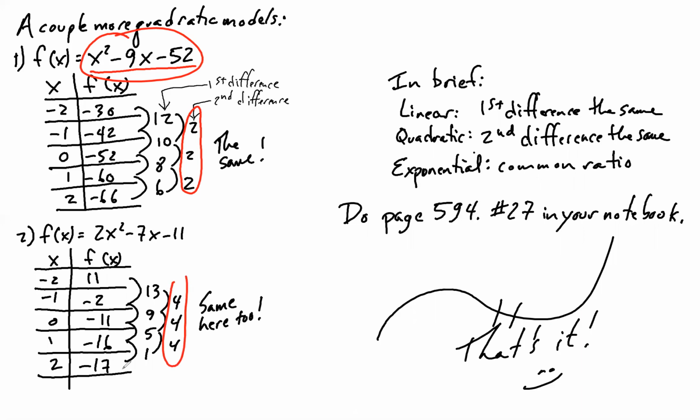So to wrap it up, linear: the first difference is the same. Quadratic: the second differences are the same. And exponential is when you multiply by a common ratio to go from one output value to the next.